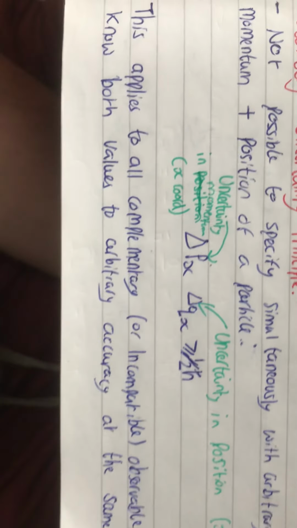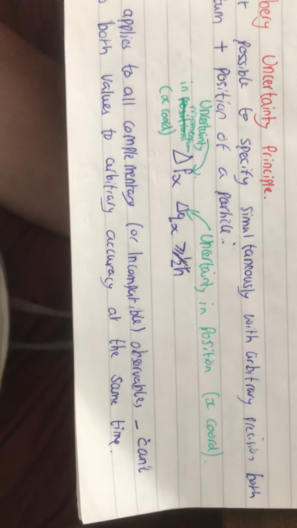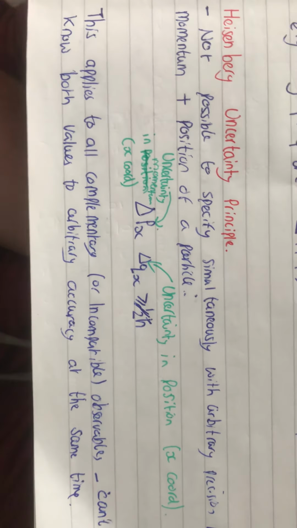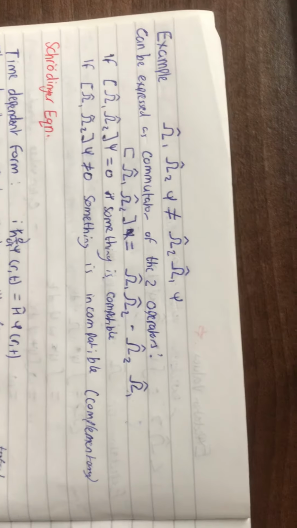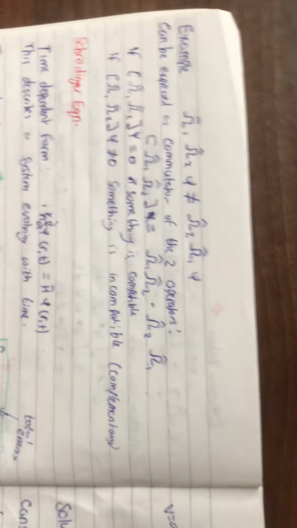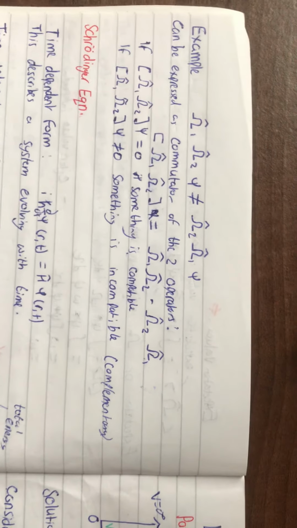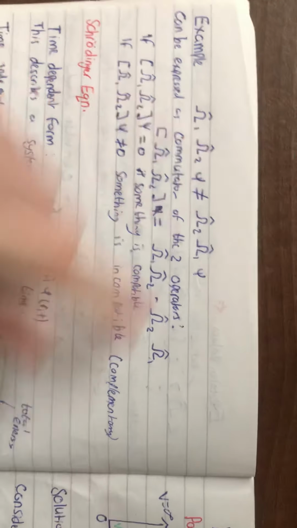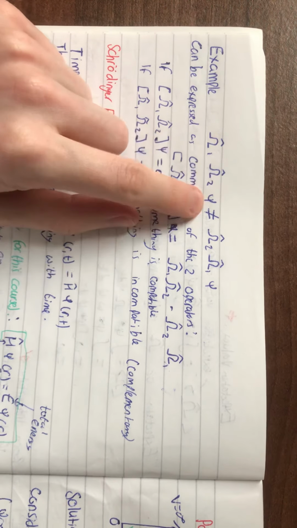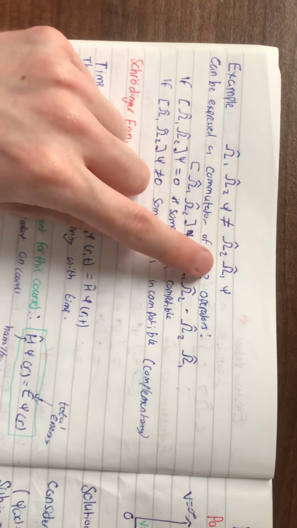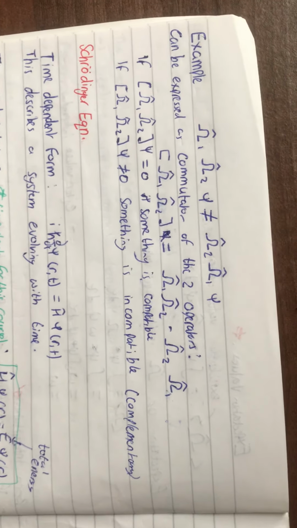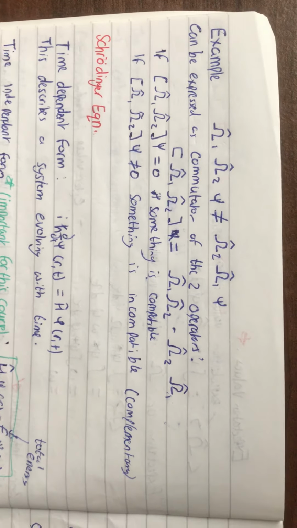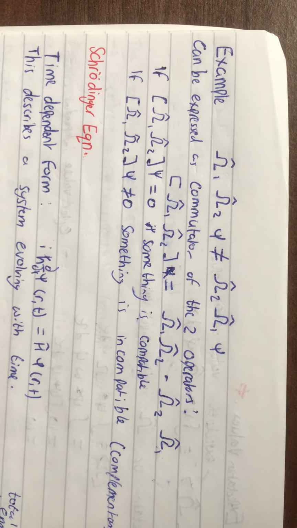And this applies to all complementary or incompatible observables, which means you can't know both values to arbitrary accuracy at the same time, as I just mentioned earlier. We've got an example of this. So we've got a couple of operators there, and we're saying that omega 1 times omega 2 times the wave function isn't equal to omega 2 times omega 1 times the wave function. And this can be expressed as a commutator of the two operators.